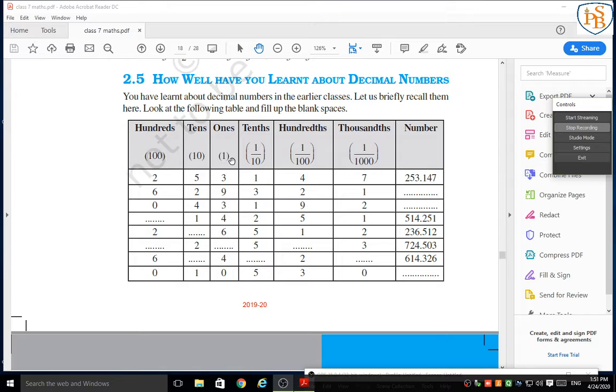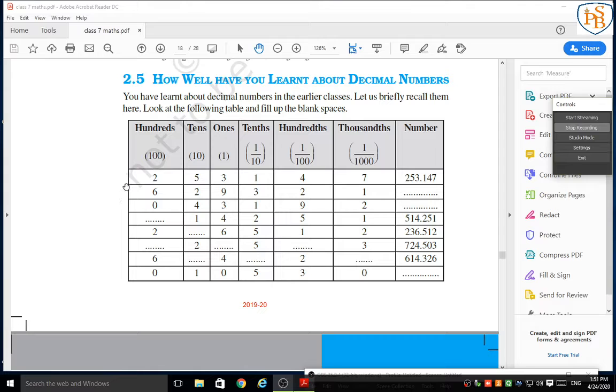But for the numbers after the point, we have to multiply the place values. The first number after the decimal point, the tenth place, we have to multiply by 1 upon 10. The second number should be multiplied by 1 upon 100. The third number after the decimal point should be multiplied by 1 upon 1000. Like that, when we add all these together, we get the whole number. The number expressed in expanded form, we are going to write in number form.